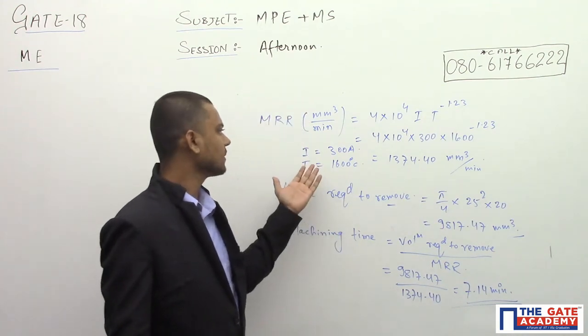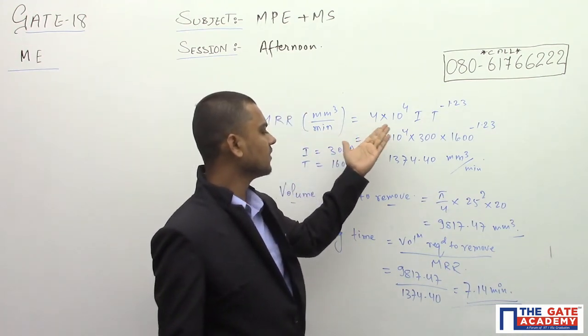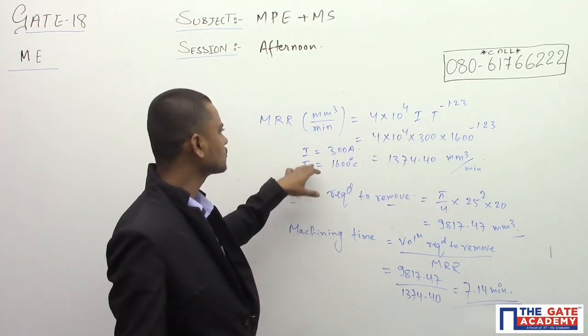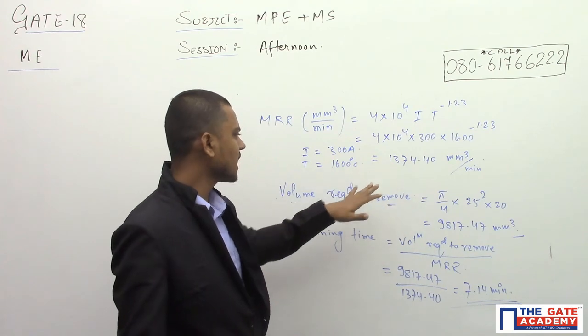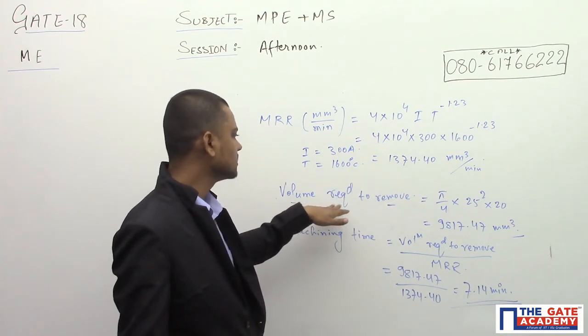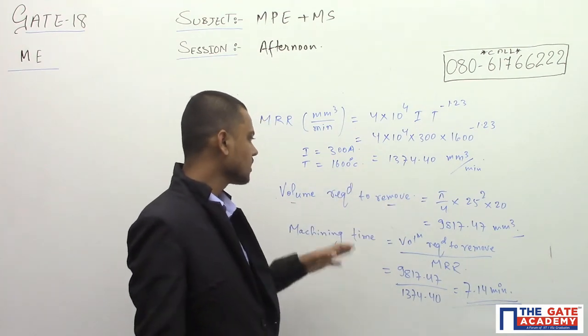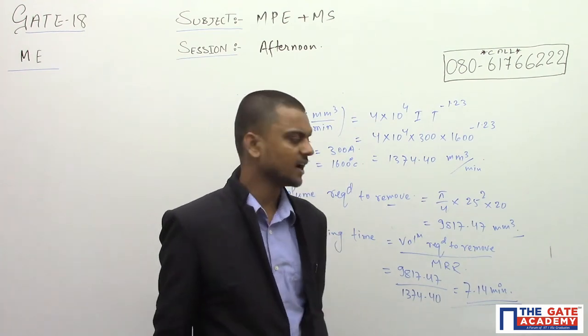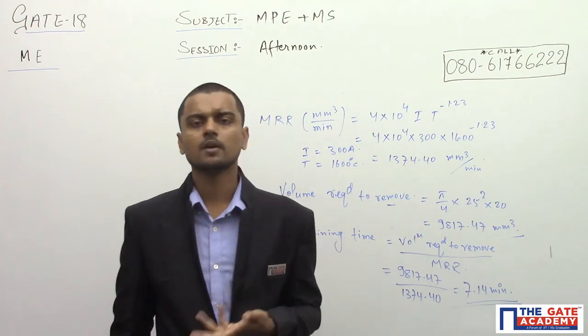So if it is given that MRR is a function of current and temperature, and the values of current and temperature are given, we can find out the MRR. Once we have this MRR, we will find out the volume which is required to remove. Once we know this volume required to remove and the MRR, obviously we can find out the machining time by dividing the volume which is required to remove by the MRR.